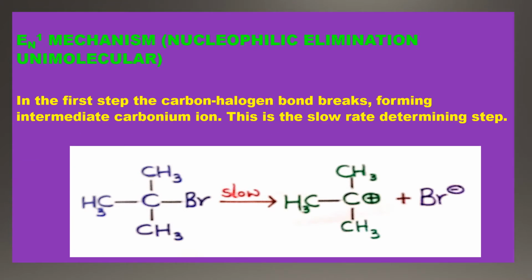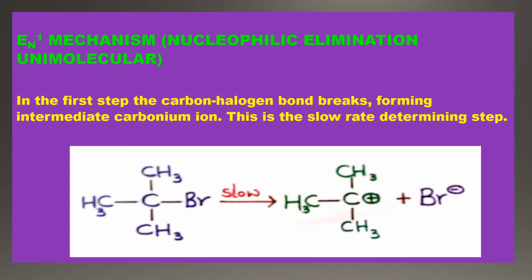Next, moving on to elimination reactions, under which we have two types. They are nucleophilic elimination unimolecular and nucleophilic elimination bimolecular. So first, let us look at nucleophilic elimination unimolecular reactions, or E1 mechanism, like SN1, students. Here it is E1 mechanism. So what is this E1 mechanism? How does this nucleophilic elimination unimolecular reaction take place?